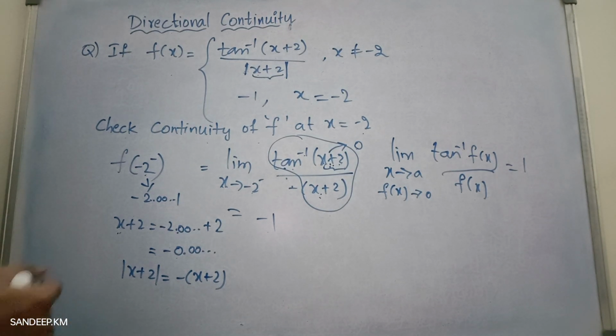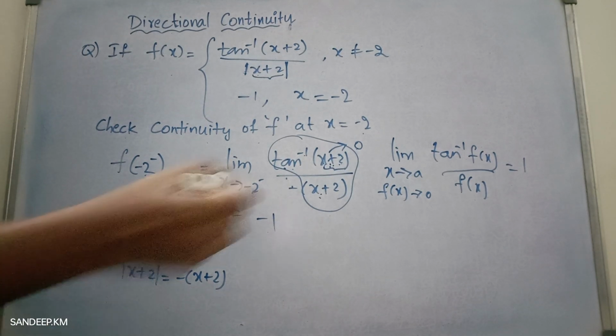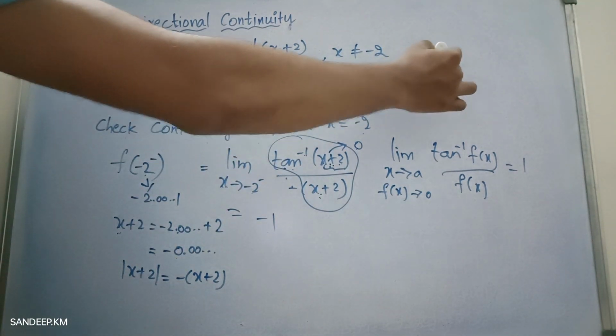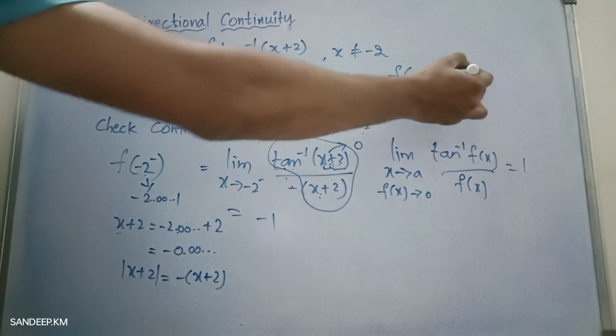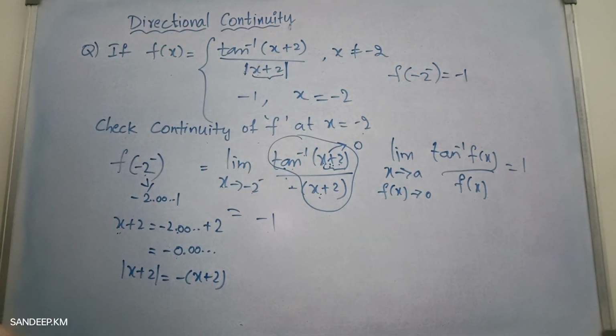Similarly, if you try to find right hand limit, let us see what is the value that we get. So let me write here that f of -2 minus is equal to -1. The left hand limit is -1. Let us check the right hand limit.